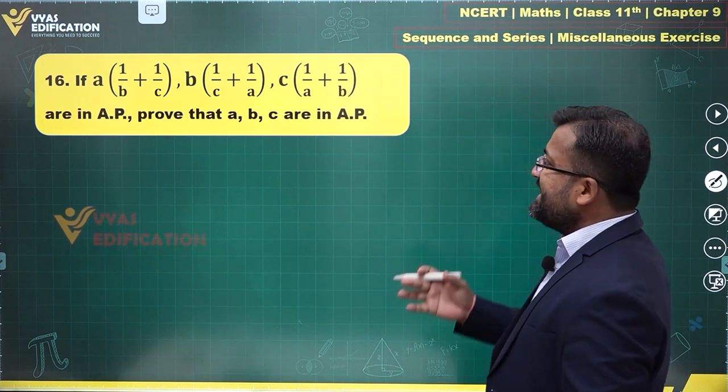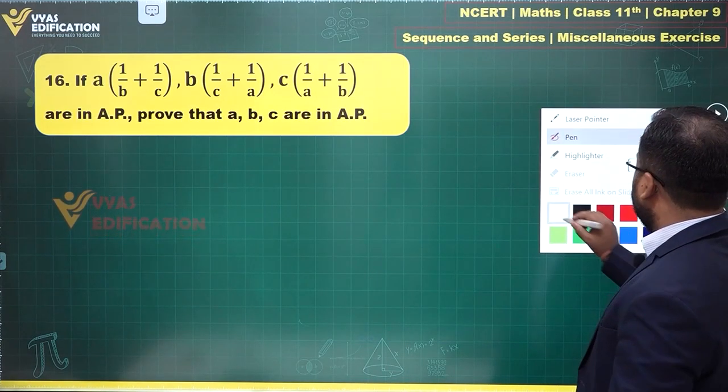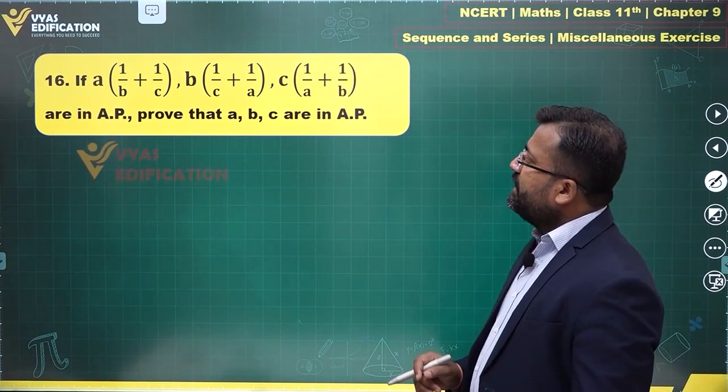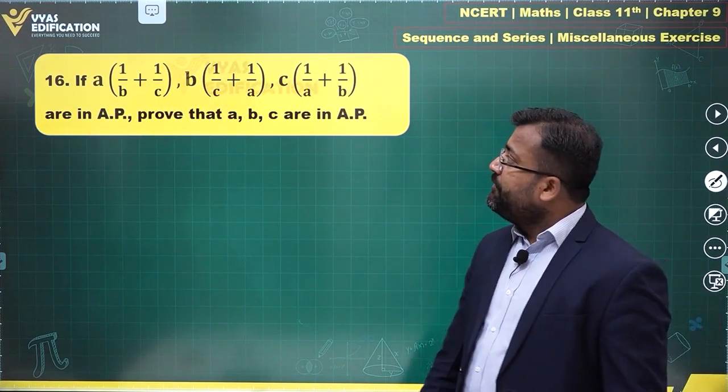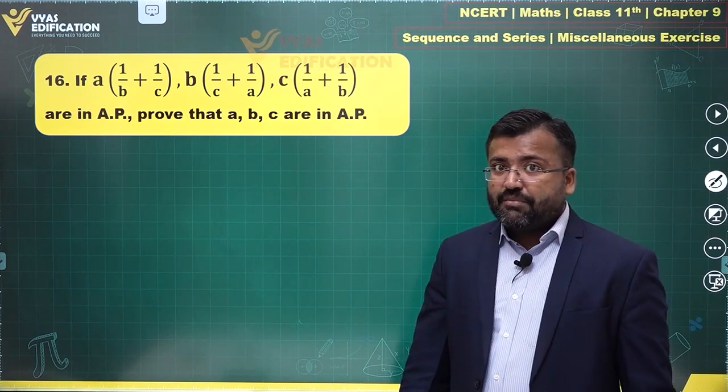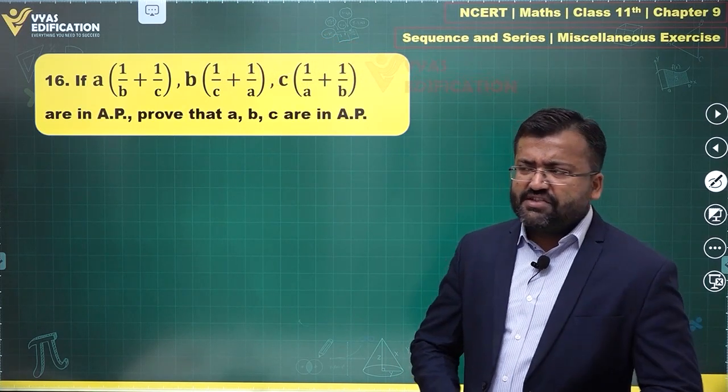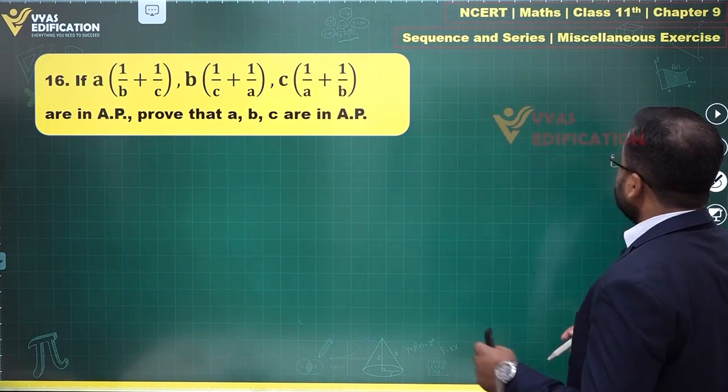Question number 16 says if A times (1 upon B plus 1 upon C), comma, B times (1 upon C plus 1 upon A), comma, C times (1 upon A plus 1 upon B) are in AP, prove that A, B, C are in AP. Now, how will we go about proving this? So, there's one simple condition.